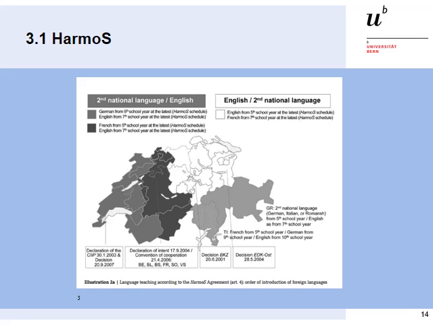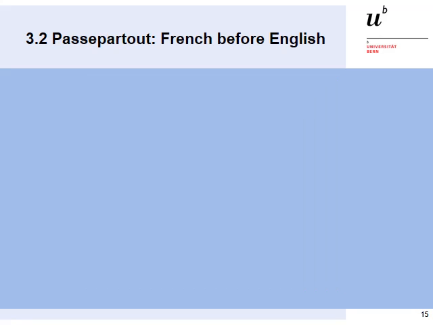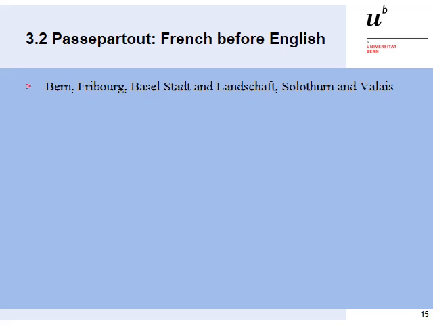Those bilingual or close-to-language-border cantons that have decided to start with a national language, namely French, work together in a collaboration called Passepartout. They're the cantons Bern, Fribourg, the two Basel, Solothurn and Valais.